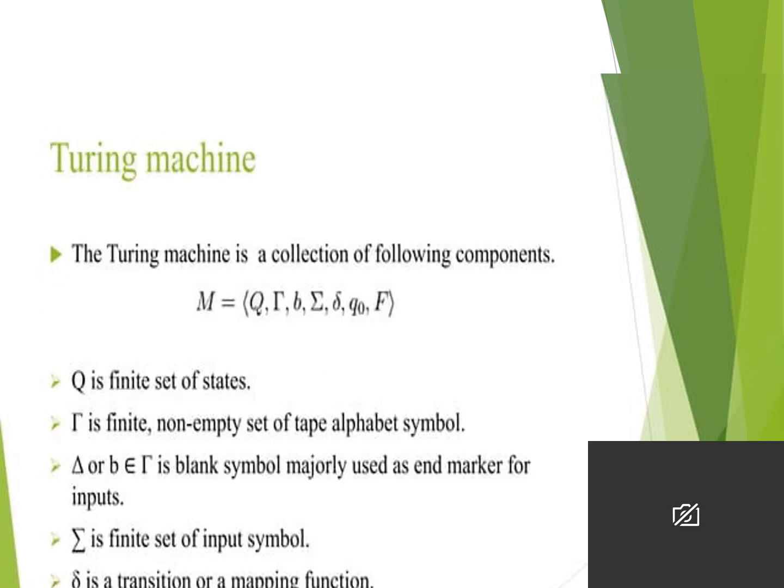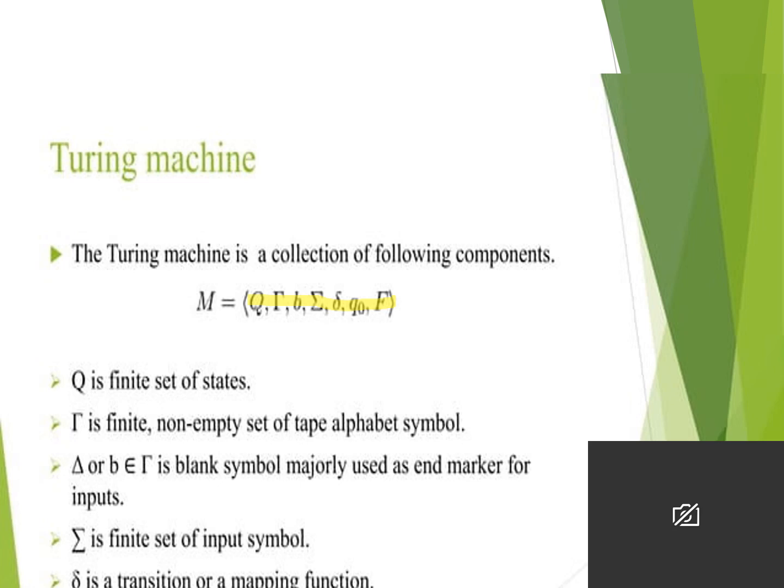The main tuples of a Turing machine: it is a collection of seven tuples. Those seven tuples are capital Q, tau symbol, small letter B, epsilon symbol, transition symbol, Q naught and F. Here, capital Q is a finite set of states. The second one is the tau symbol. It is a finite and non-empty set of tape alphabetical symbols. Then small letter B is the blank symbol. We can give a triangular symbol or any hyphen mark also. It represents the blank symbol.